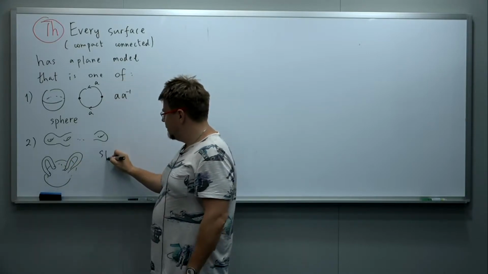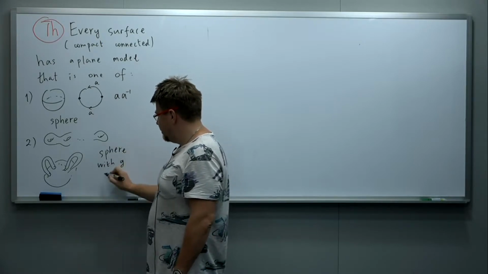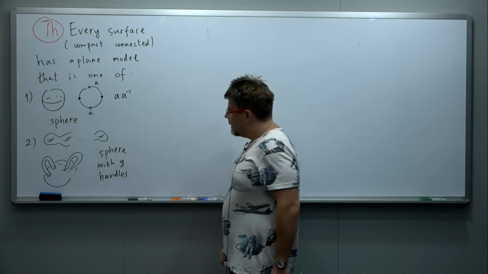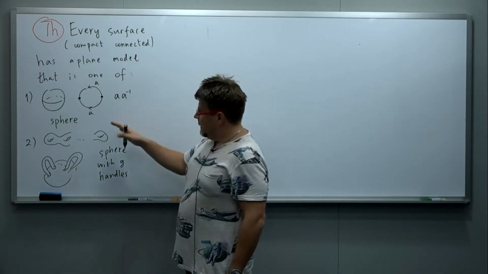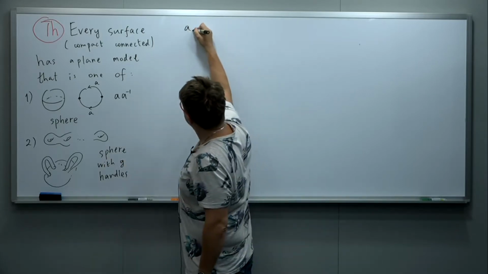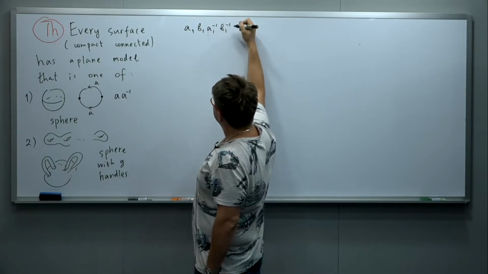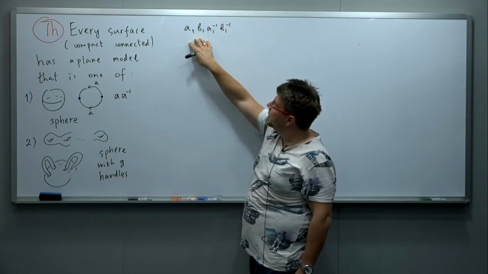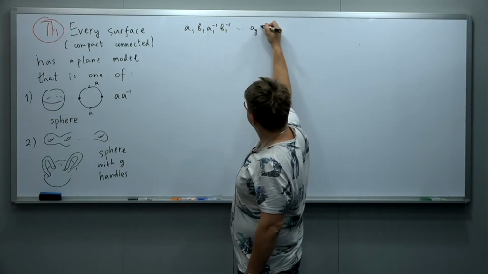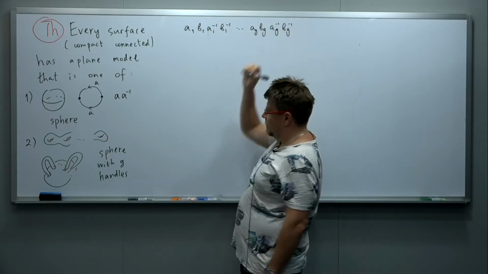So this is a sphere with G handles. The plane model for the sphere with G handles looks like this: it is A1 B1 A1 inverse B1 inverse, and then there's going to be the same block, A2 B2 A2 inverse B2 inverse, and so on, up to AG BG AG inverse BG inverse.